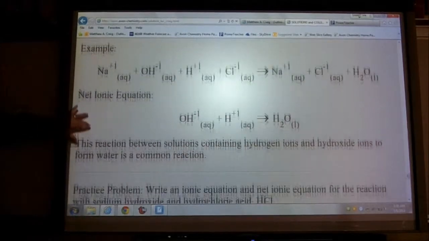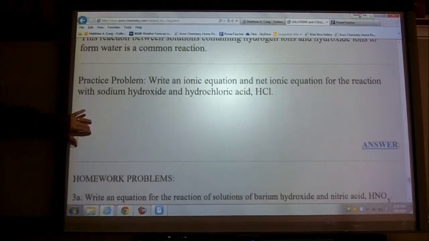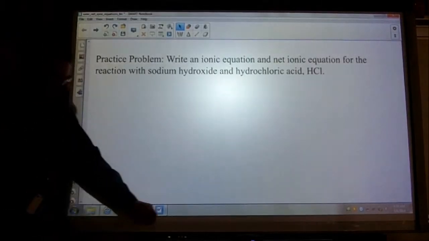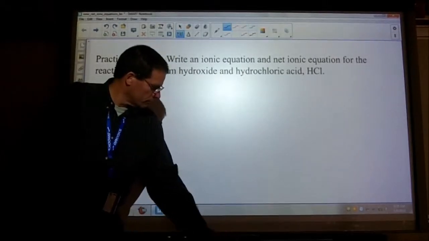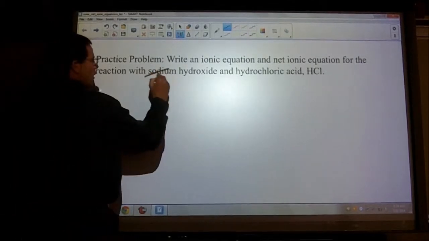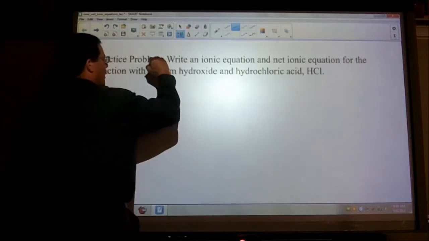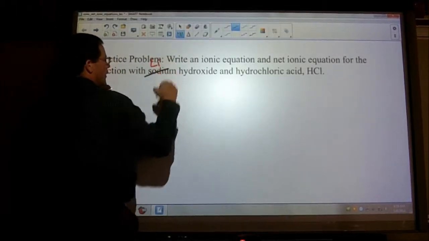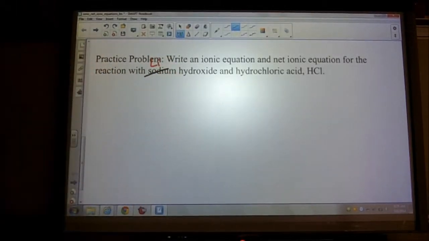So let me see, are there any more blanks here? But there's a practice problem. So let's take a look at that practice problem. It says, write the ionic equation and the net equation for the reaction of sodium hydroxide and hydrochloric acid. Sounds like something we just did. How about we change this to lithium hydroxide? Let's mix it up here. Change it a little bit.